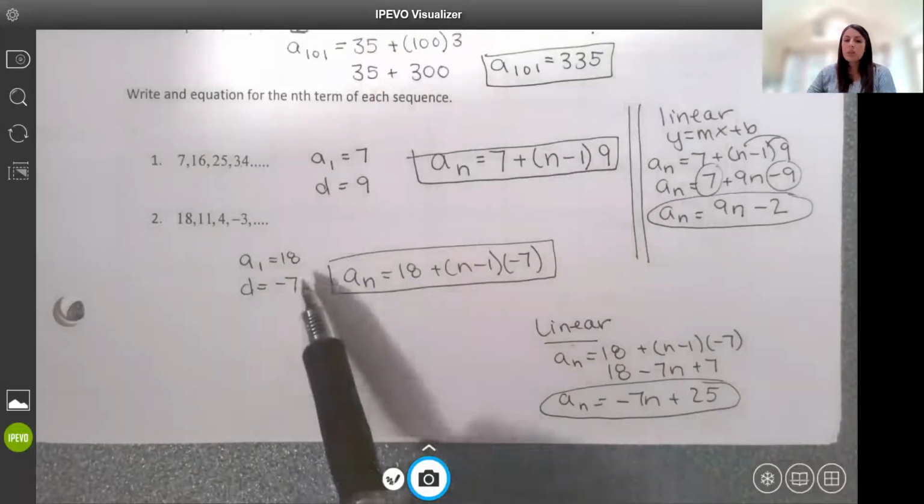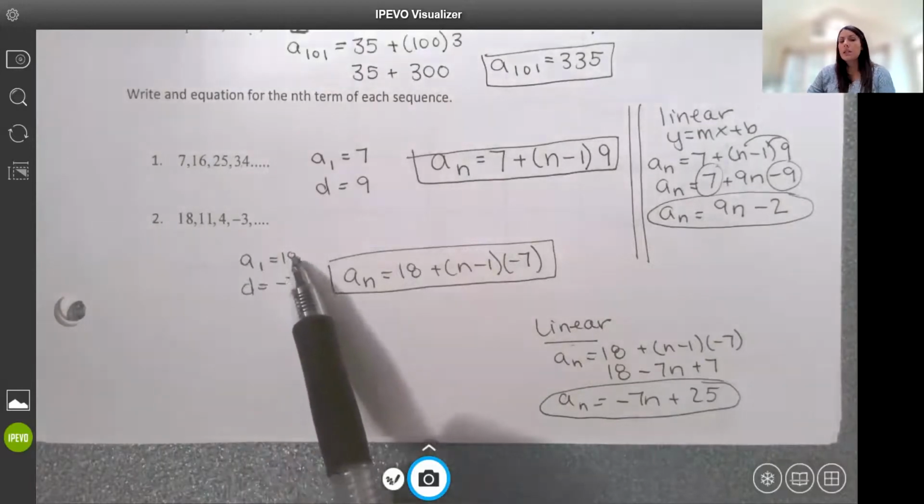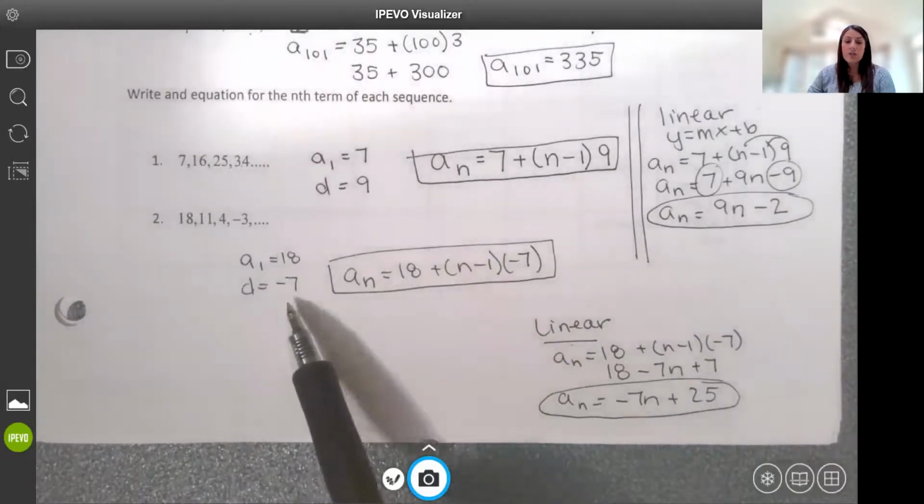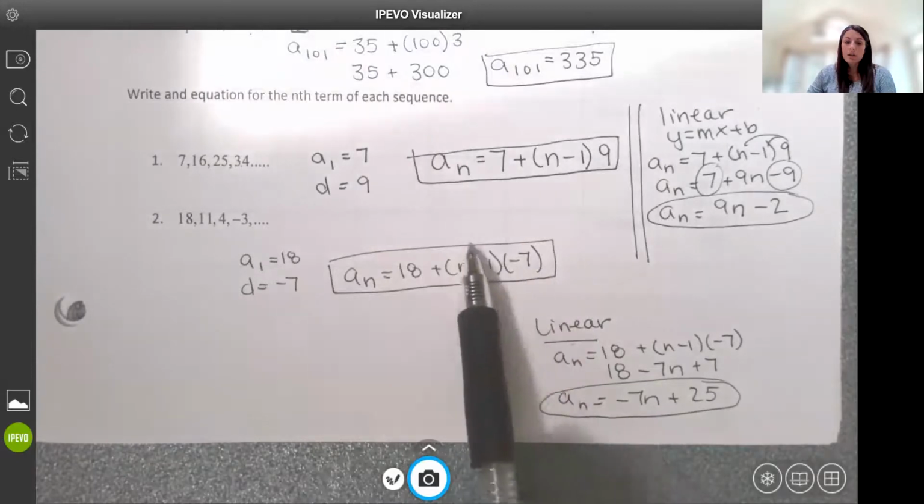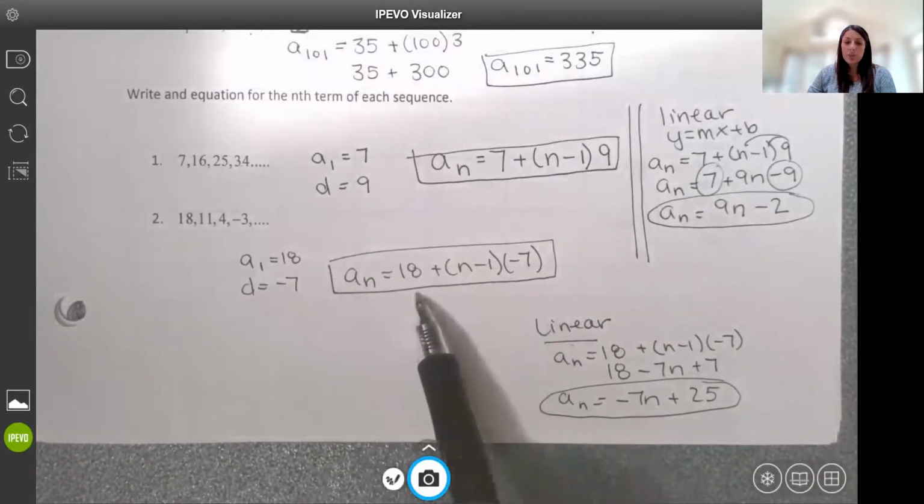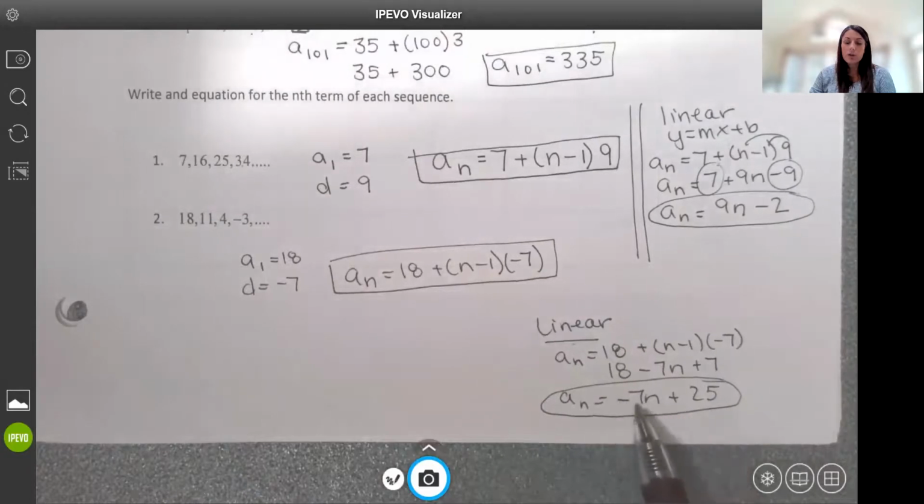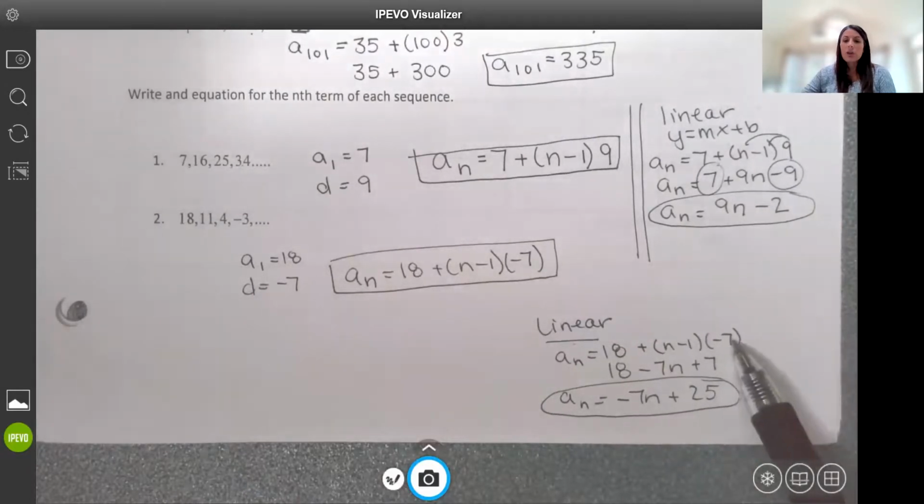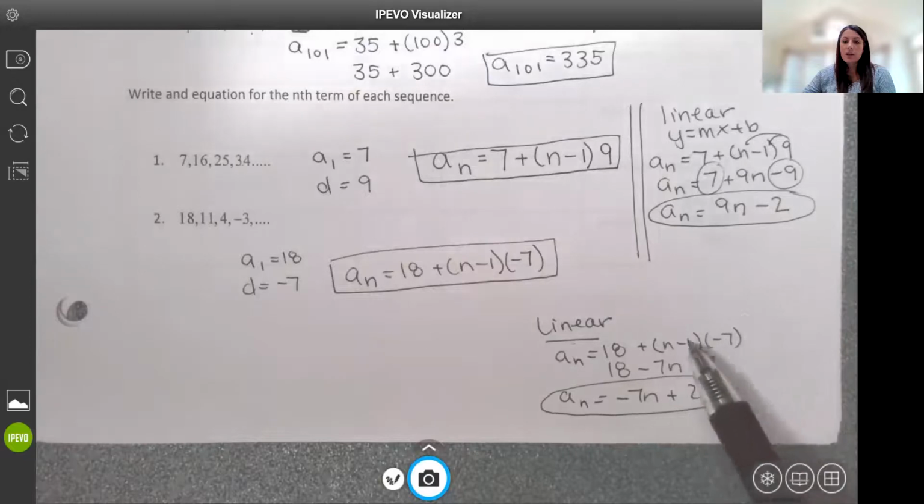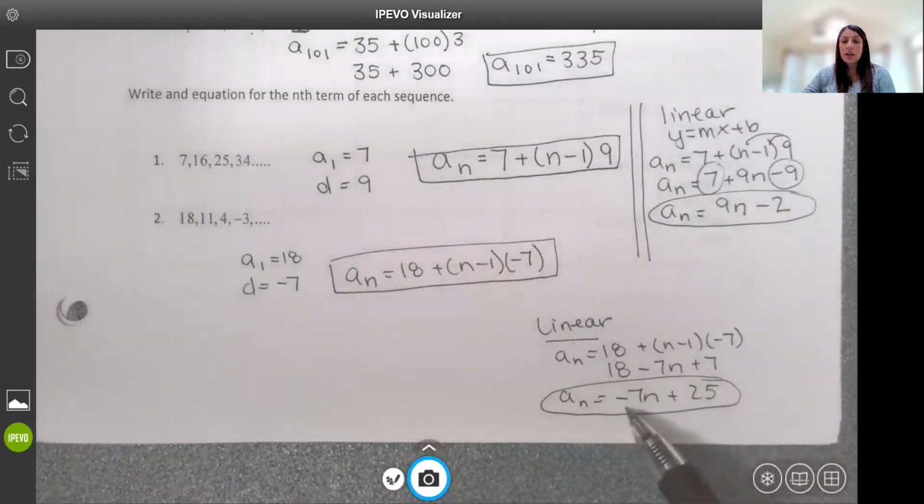Okay, so for our second example here, our first term is 18, and we have a common difference of -7. Here's our formula for that arithmetic sequence. And if I clean that formula up, here it is in y equals mx plus b form, being really careful that when I distribute that difference, it's changing those signs. So it's giving me -7n and +25.